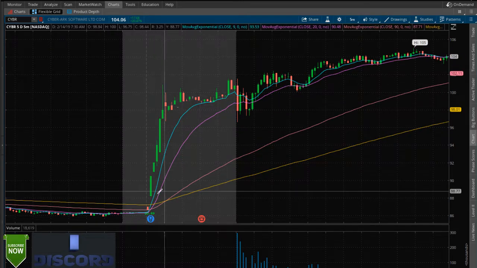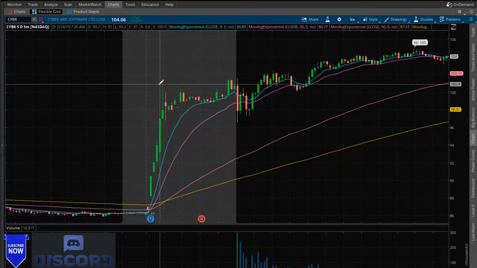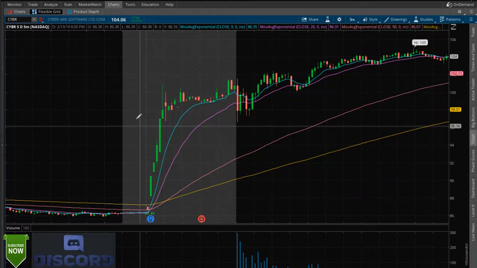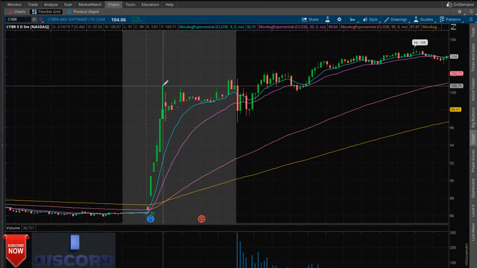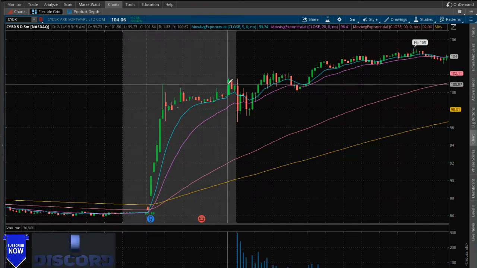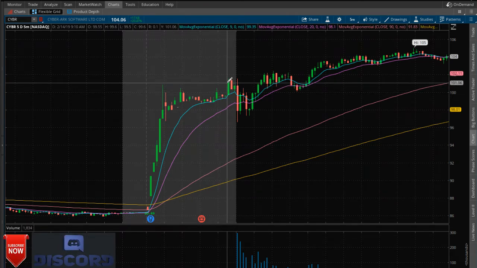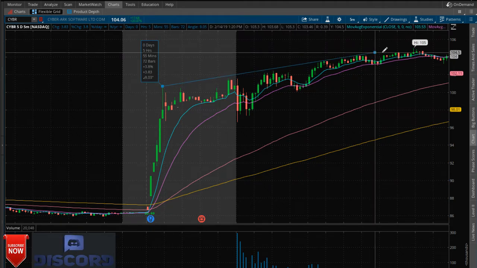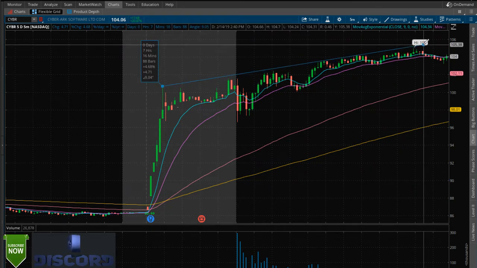This one was a little more expensive than I would have really played with, but you can still definitely make some money. So if we were to draw them out, let's say we drew them out at the highs of each candle here, we would have been very similar to this, guys.